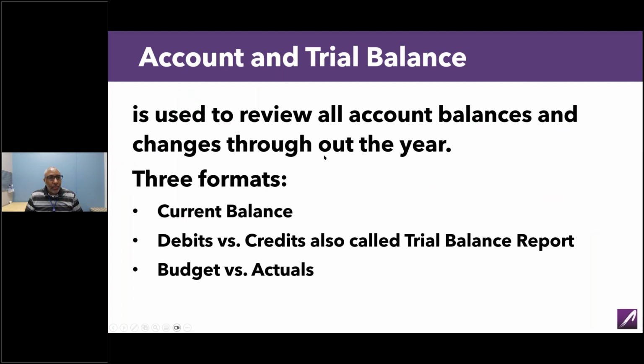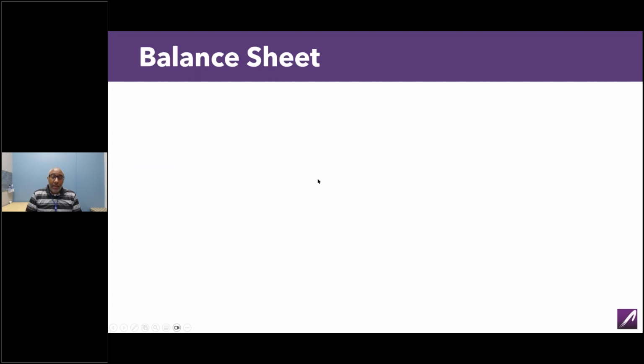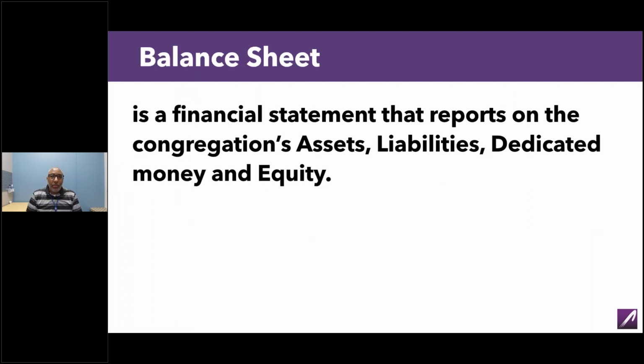Let's go to the next report, which is going to be the balance sheet report. Now, the balance sheet report always in my mind is one of the big reports within the software. So the balance sheet is a financial statement that reports on the congregation's assets, liability, dedicated money, and equity. The balance sheet, hence the name, is supposed to show the asset side of what you have. And then it's also supposed to show the other side of the accounting equation, liabilities, dedicated, and equity, and they're supposed to be in balance.